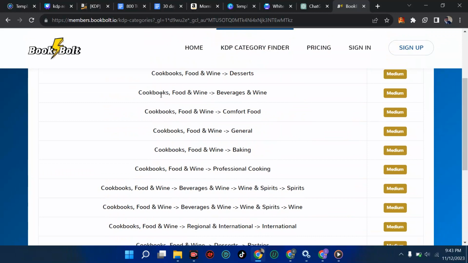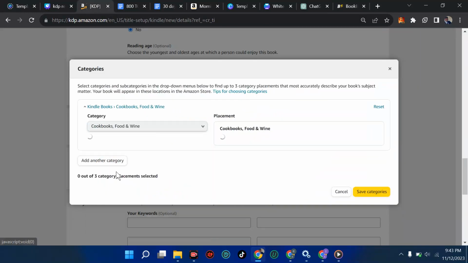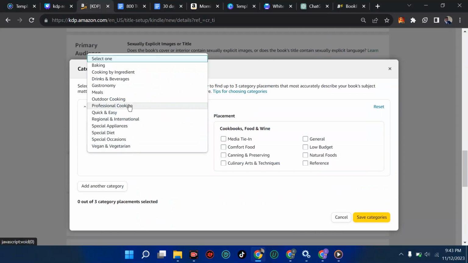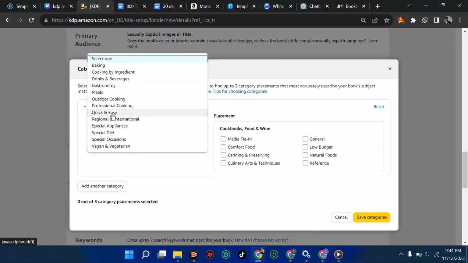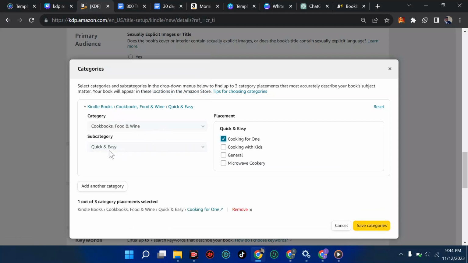And if I get to cookbook, food and wine, let's just do this one so that you understand very well. I'll come straight to cookbook. Then when it opens, we come here, food and wine. We'll check here and see cooking by ingredient, meals, quick and easy. You see, we can click, we have cooking with kids, cooking for one, and all this.